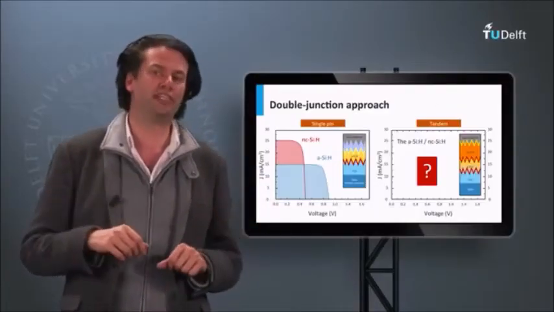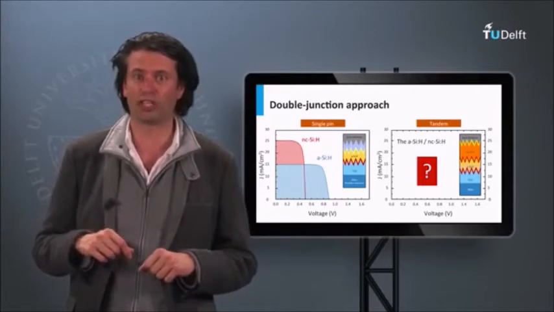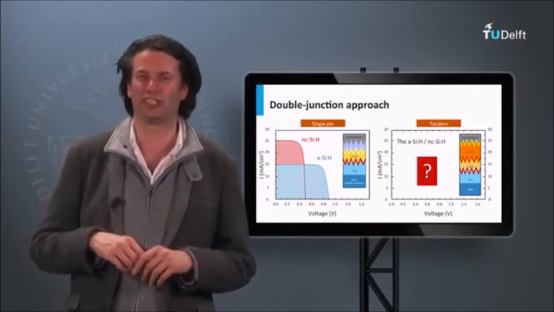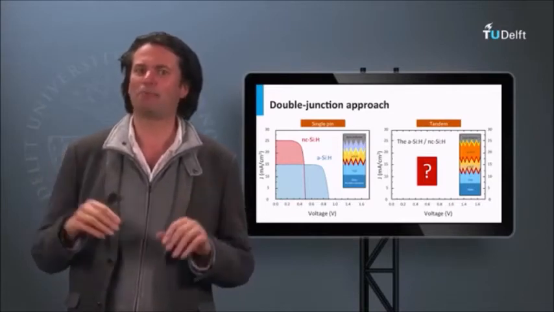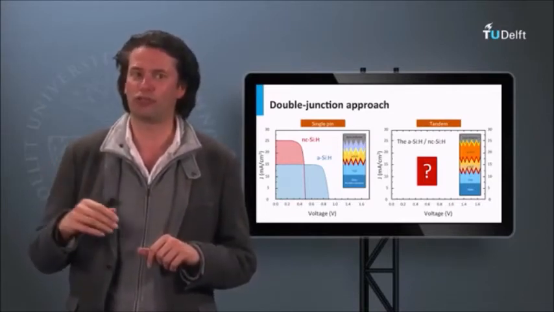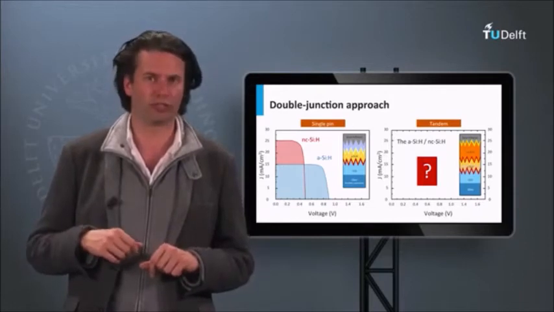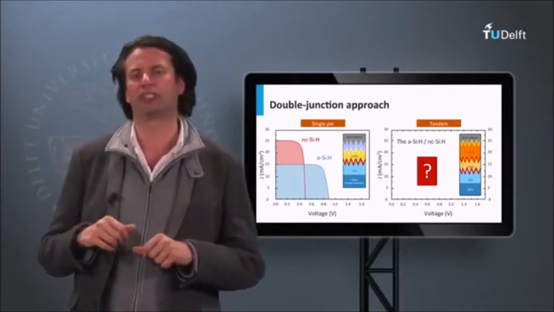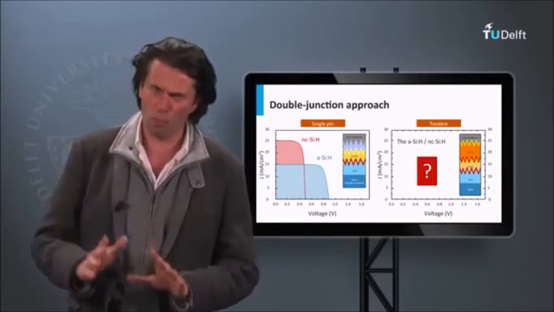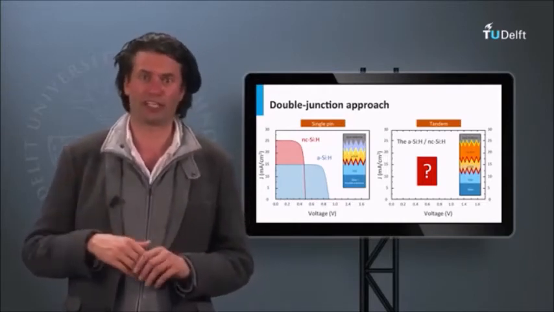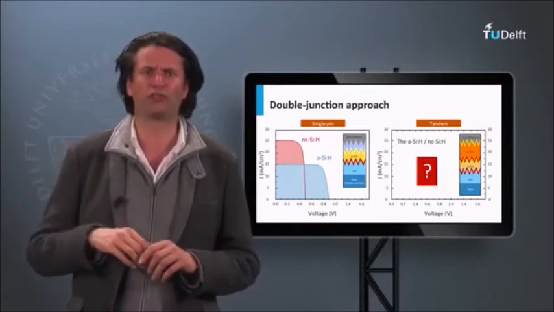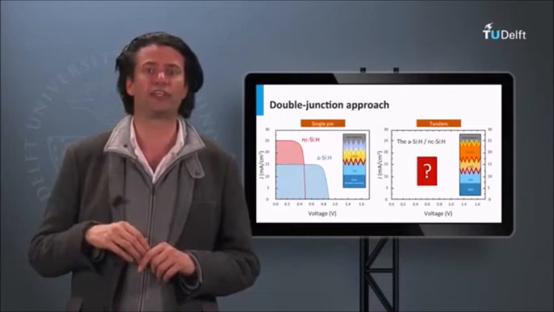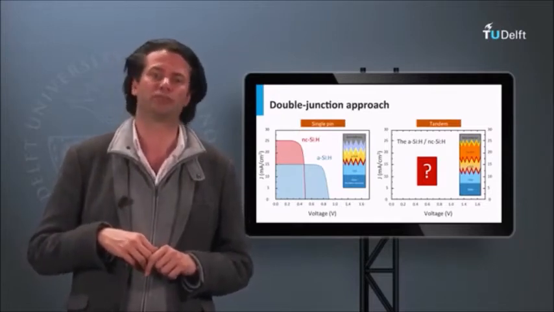Let's look at the JV curves of a single junction amorphous silicon solar cell and that of a single junction nanocrystalline silicon solar cell. The high band gap amorphous silicon has a high open circuit voltage of, let's say, 0.9 volts and a relatively low short circuit current density of 50 milliamps per square centimeter. Whereas the low band gap material of nanocrystalline silicon has a lower open circuit voltage of 0.5 volts and a higher short circuit current density of 25 milliamps per square centimeter.